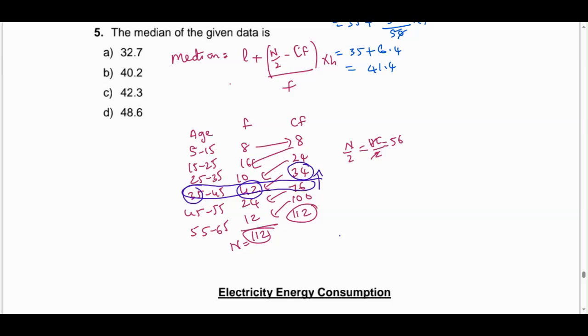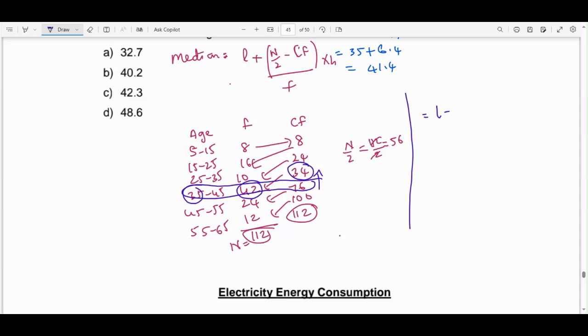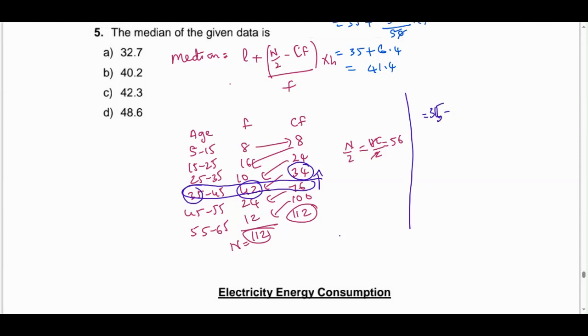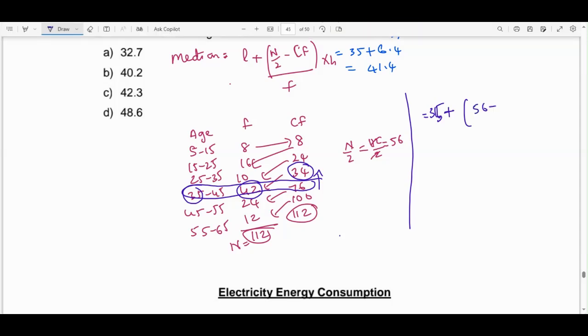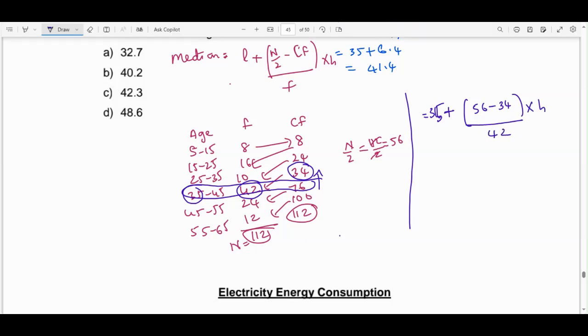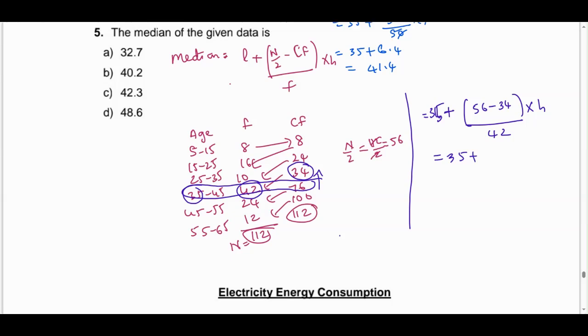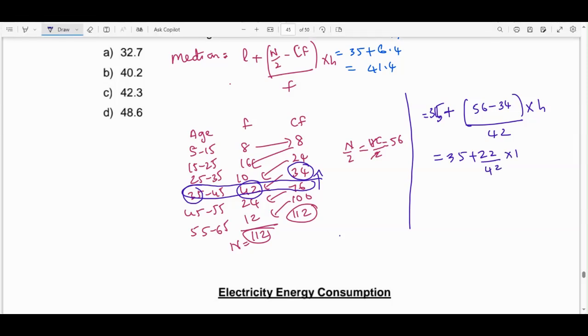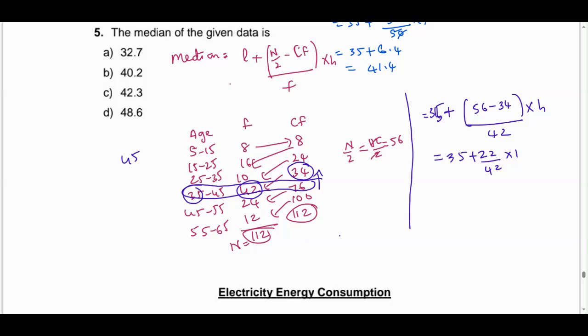So by using the formula, the median is L plus n by 2 minus CF, divided by f, into h. L is 35. So it is 35 plus 56 minus 34, which is 22, divided by 42, into h. h is the difference between the two limits, 45 minus 35 is 10. So h will be 10, the difference between the upper limit and lower limit.